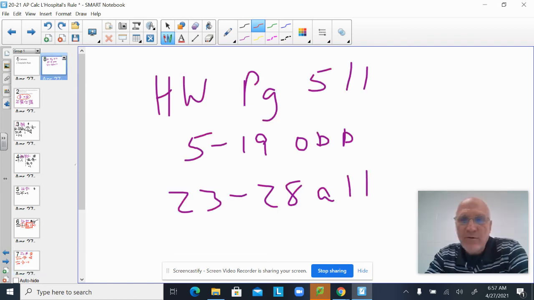And then the assignment is right here, page 511. This is section 7.7, but I'm not sure we need that. 5 to 19 odd and 22 to 28 all.